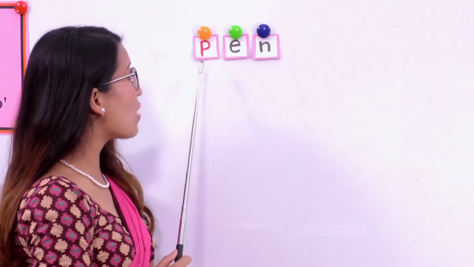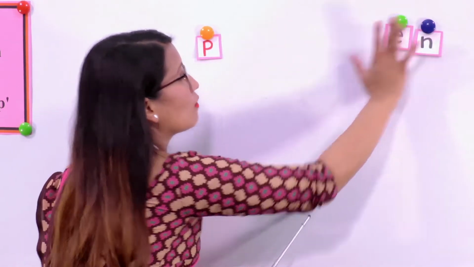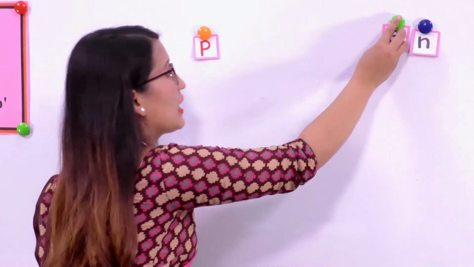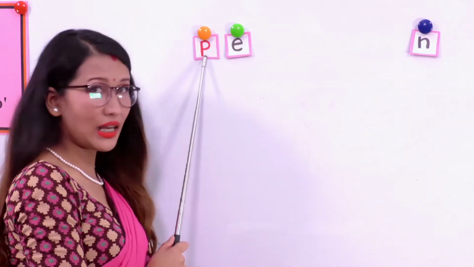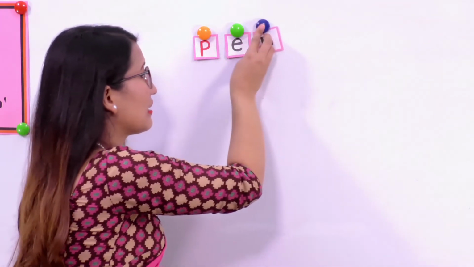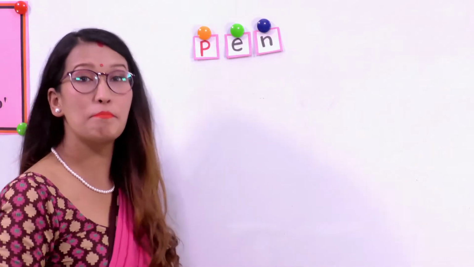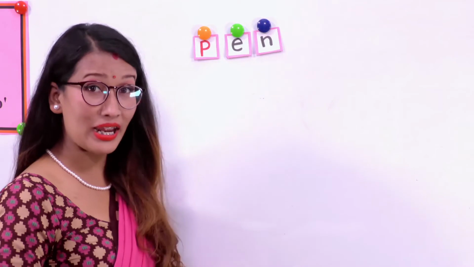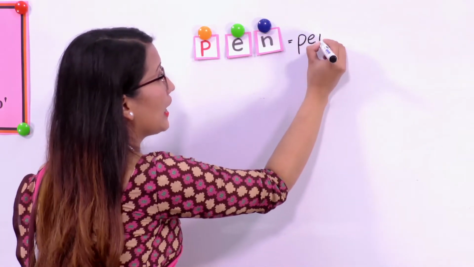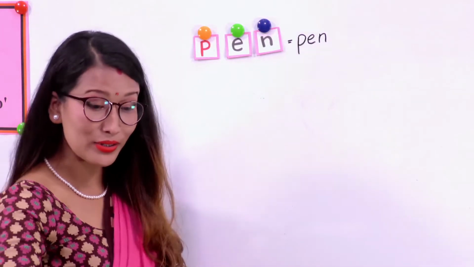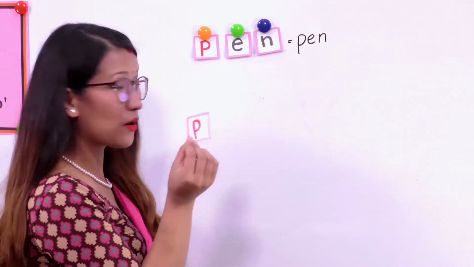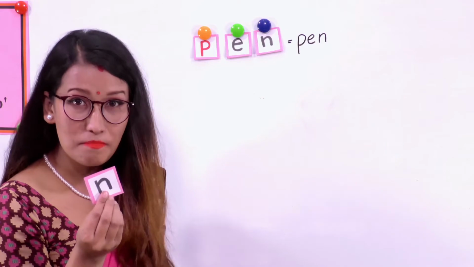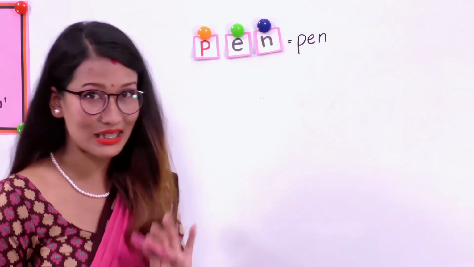Okay, children. Now I have pasted these letters here. Let me take these letters away. What is this? P. Good. P. Yes. P. And say after me. P. A. N. Pen. Good. Let us mix the sound. P. A. N. Pen. Yes. Okay. Let me write the word. P. A. N. Pen. Good. Very good. Okay. Now, can you tell me what is this? Okay. P. And. A. Good. N. Pan. Okay, let me paste all these letters on the board. Okay?